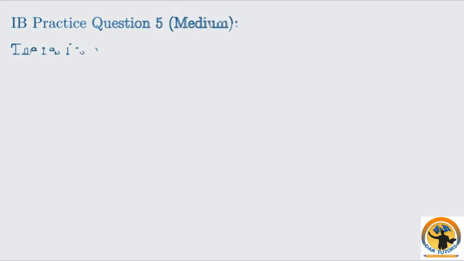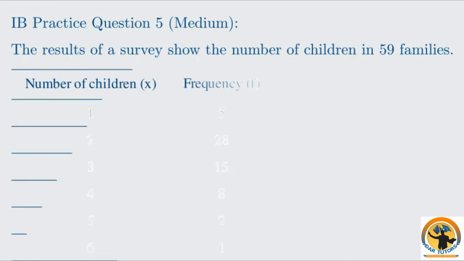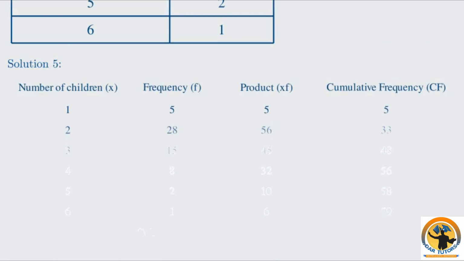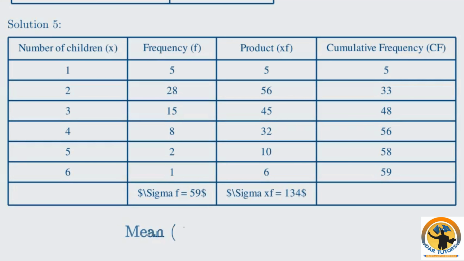Here is our fifth and final IB-style practice question. We are given a frequency table for the number of children in 59 families. We need to find the mean, mode, and median. Let's build our calculation table. The total frequency, sigma f, is 59. The total product, sigma xf, is 134. The mean is 134 divided by 59, which is approximately 2.27 children per family.